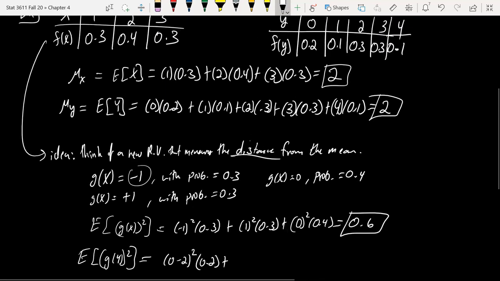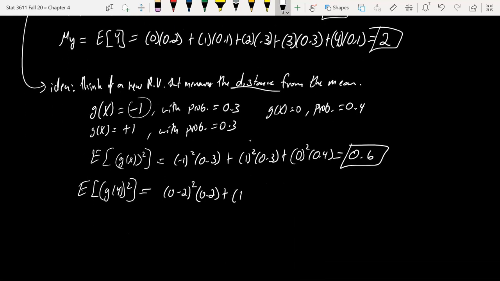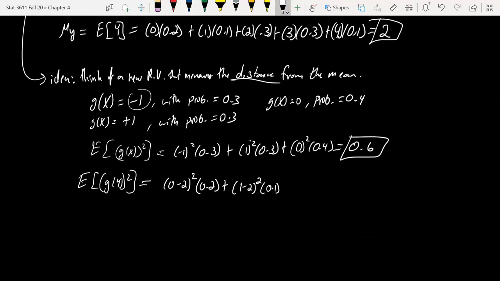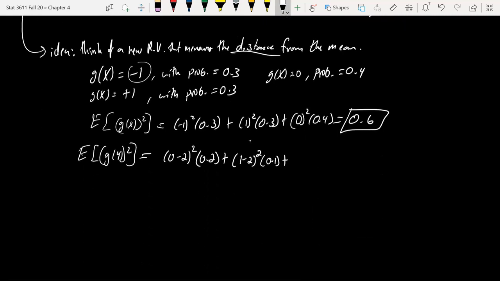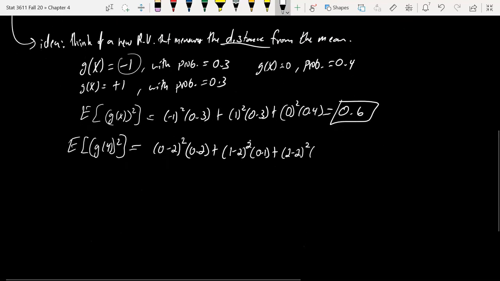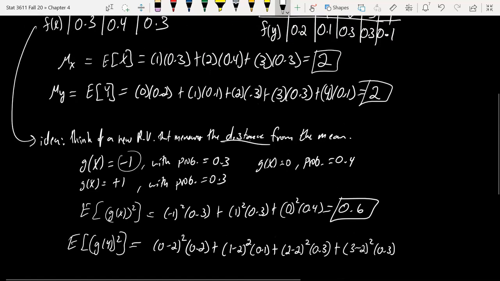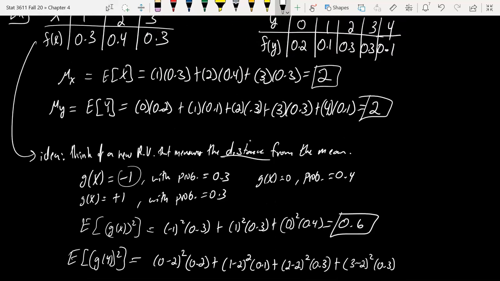How far away is 1 from the mean? That is 1 to the left, a distance of -1. I'm going to square that to make it positive. And the probability that it takes on the value 1 is 0.1. How about 0 units away from the mean, 2 minus 2? I'm just going to square this for the sake of seeing a pattern. That probability is 0.3. One unit to the right of the mean, when y is 3, that probability is 0.3. And how about 2 units to the right, when y is 4? I'm going to square that.